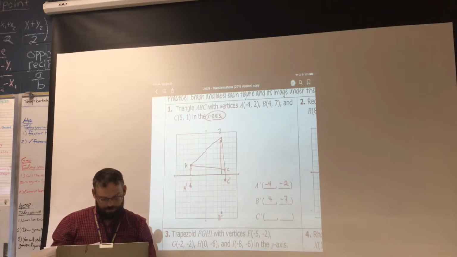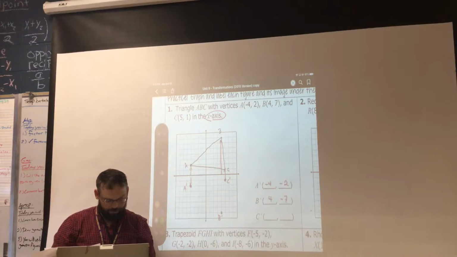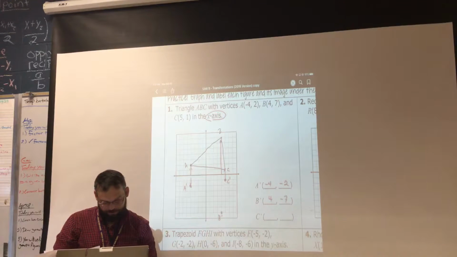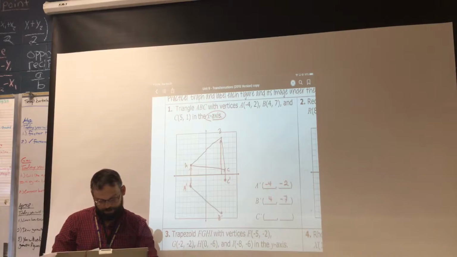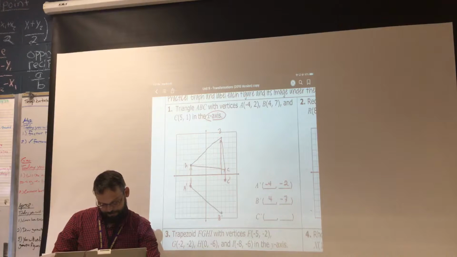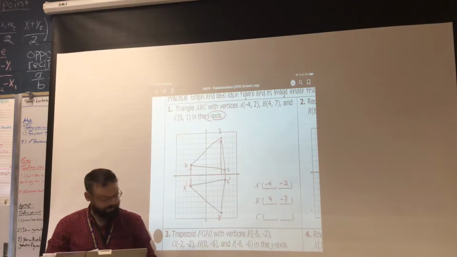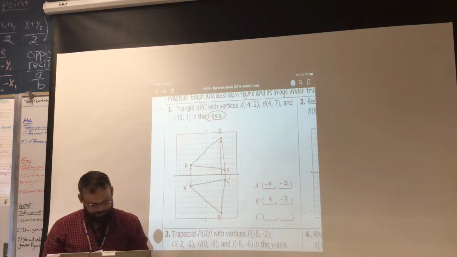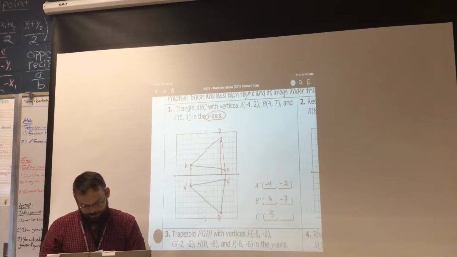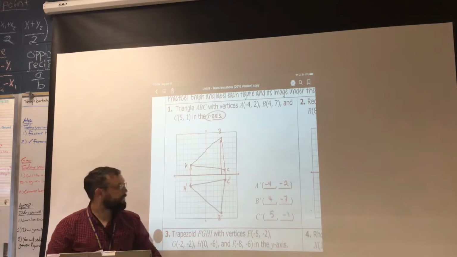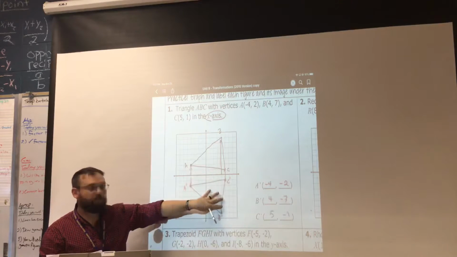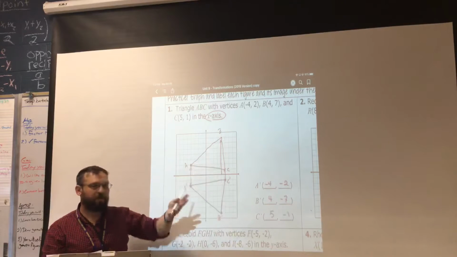And I'm going to actually draw it in a little bit different color here. There it is, and here. So, oh, I didn't even write the point for that, did I? Good Lord. That would be (5, -1). My bad. So that is my reflected image over the x-axis.